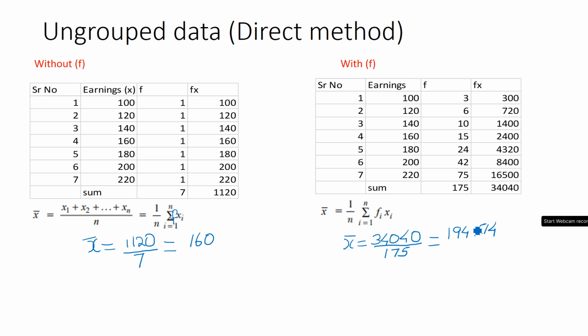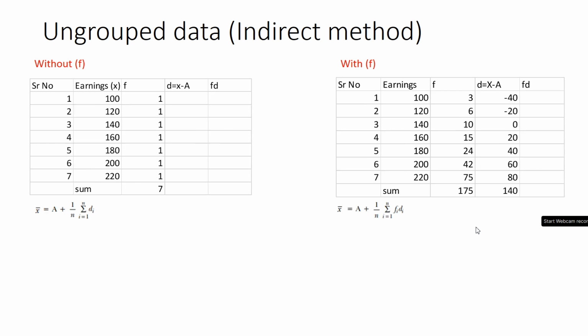In case the frequency is not mentioned in the table, please consider the frequency to be 1 and calculate the summation fx. Now coming to the indirect method, which sometimes I suggest to all my students, there's a slight deviation, something called step deviation. Now, rather than knowing the mean, I assume a mean.